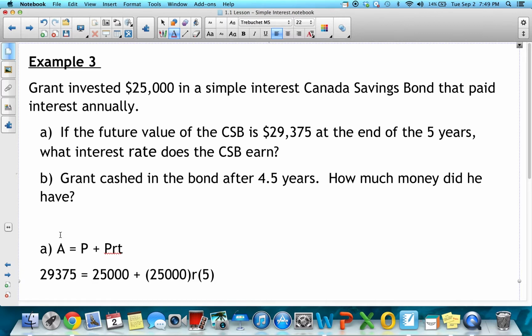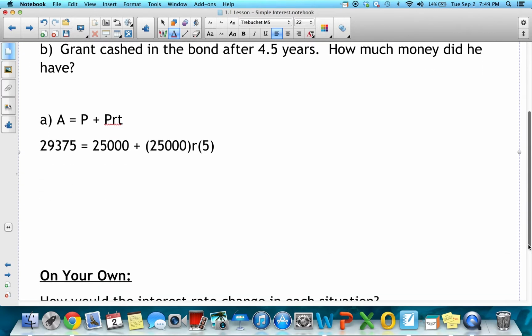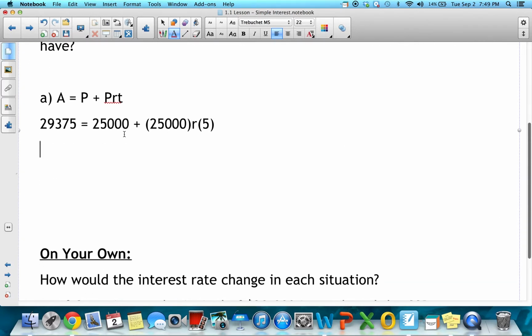So again, I'm going to do two steps of math here in one. In order to start isolating this R variable, I need to subtract 25,000 from both sides, and I need to multiply 25,000 times 5. So I subtract 25,000 from both sides, and I end up with 4,375. And 25,000 times 5 is 125,000, and I still have that r variable.